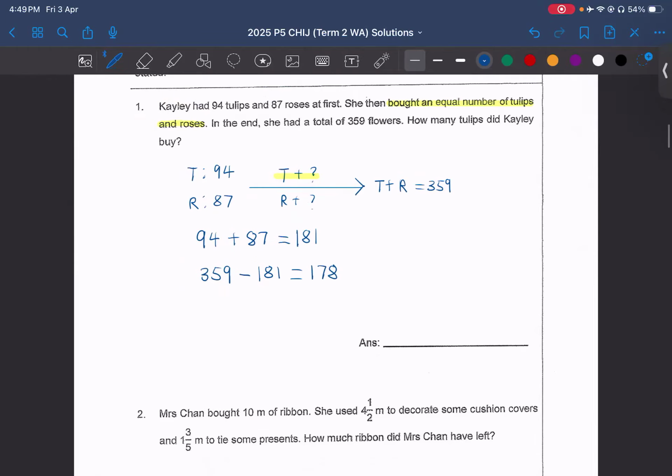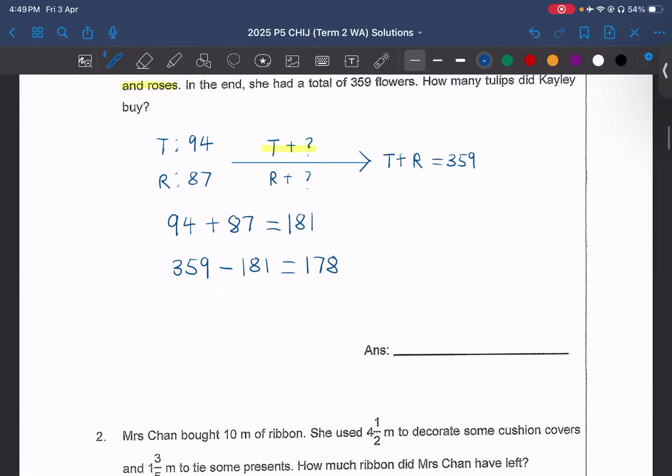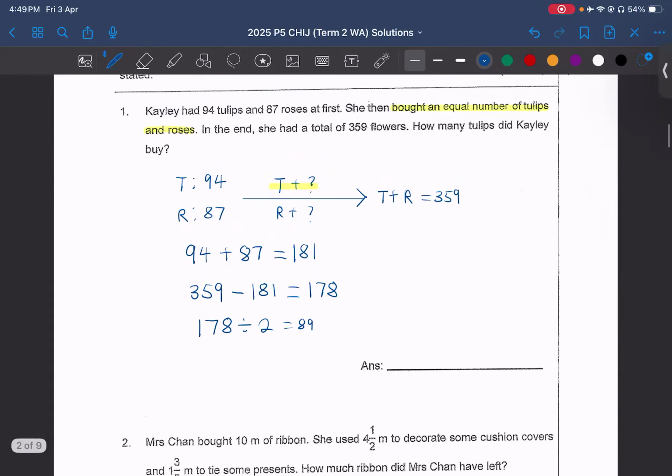Because they bought an equal number of tulips and roses, to find the tulips, we can just take 178, which is our change, and divide by 2. So 178 divided by 2 will give you 89. So the answer for question 1, how many tulips did Kaylee buy, is 89.